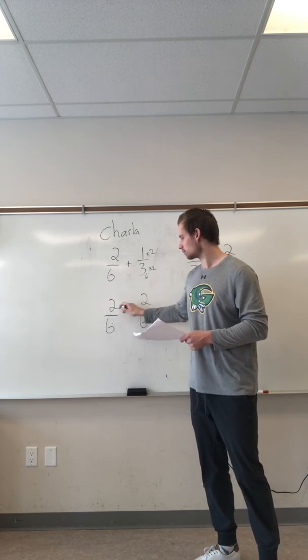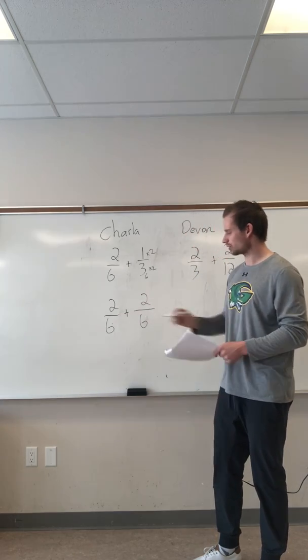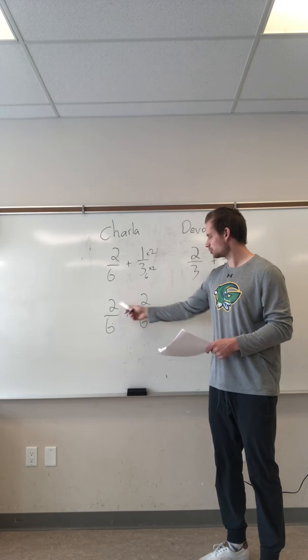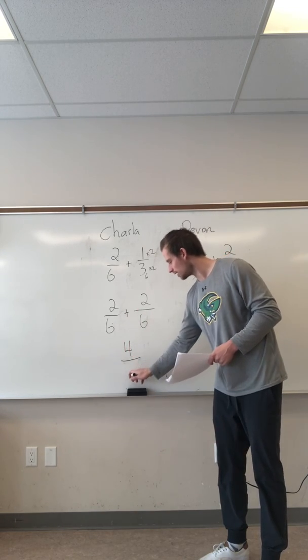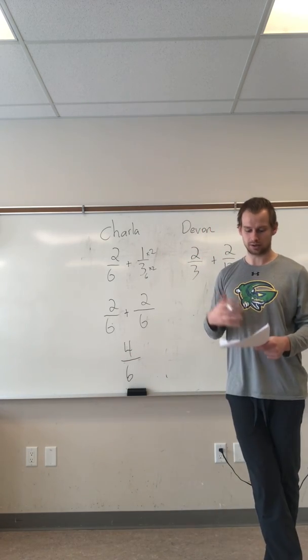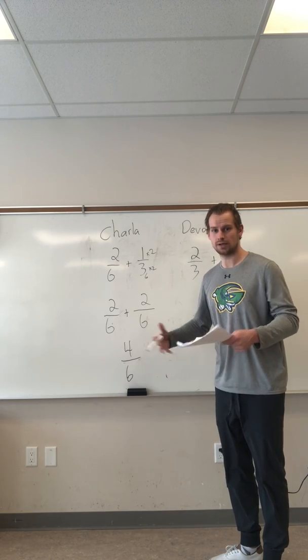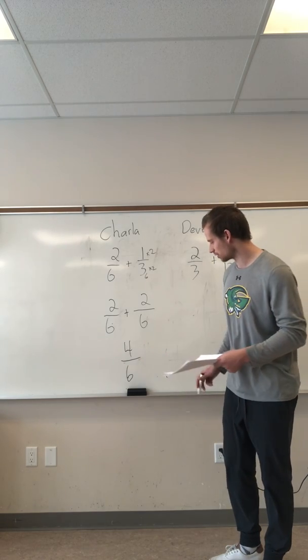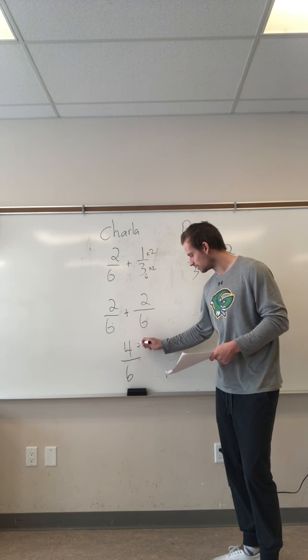Slide down that 2. So adding 2 out of 6 plus 2 out of 6, we'll add your numerators. 2 plus 2 is 4. Keep your denominator the same as 6. So your fraction is 4/6. Could you make that even smaller? Could you make it to your lowest terms? Yes, you could. You could divide the top and the bottom both by 2.